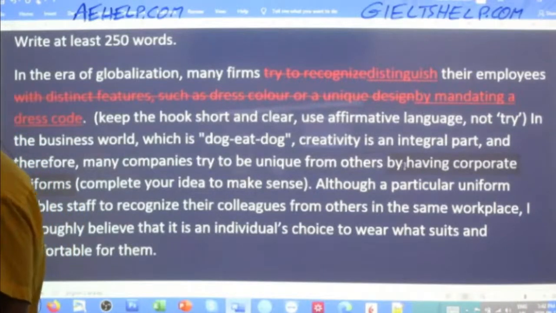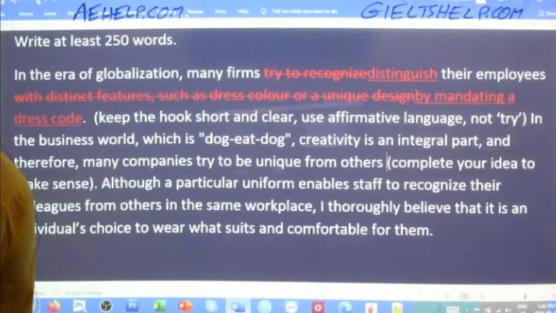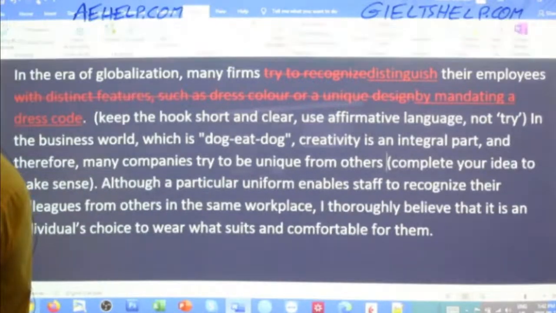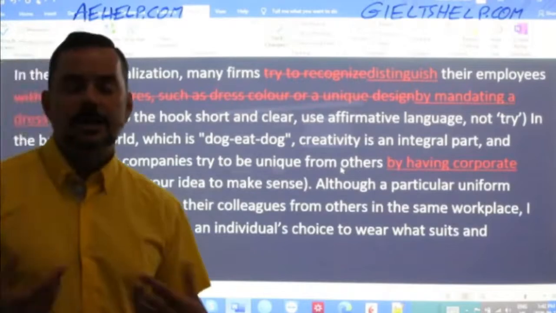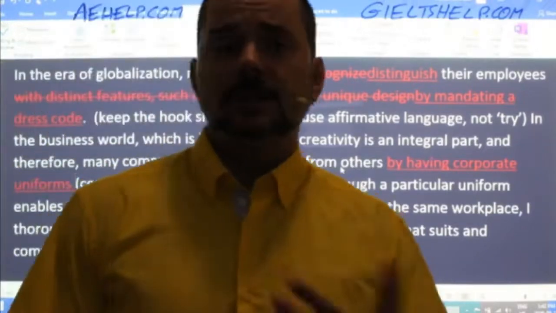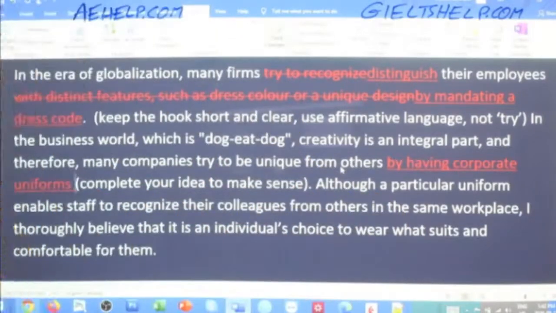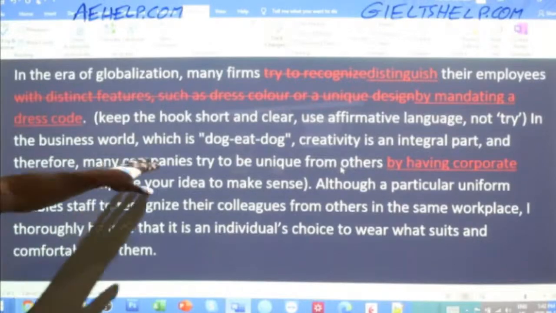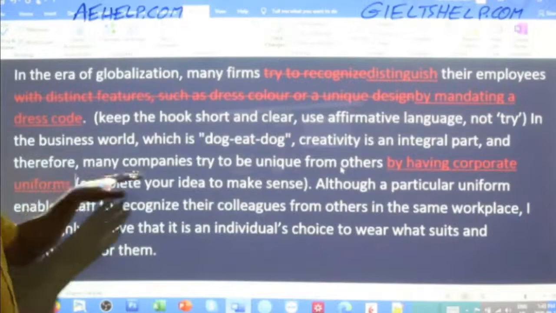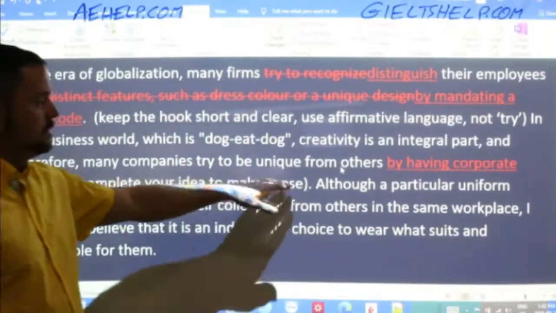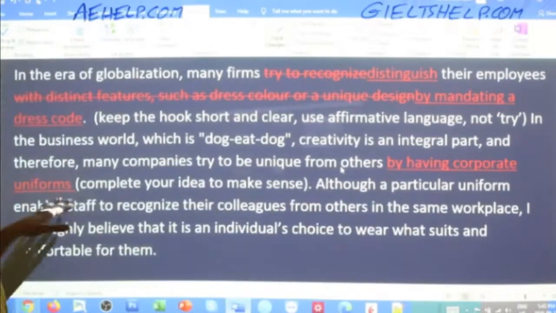Okay, the topic is uniforms, and you have to make sure that you finish your sentences. This is a common mistake in writing, that students have a good idea or candidates have a good idea, but they don't finish their ideas, okay? So in the business world, which is dog eat dog, creativity is an integral part, and therefore many companies try to be unique from others by having corporate uniforms.